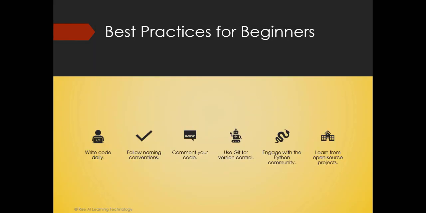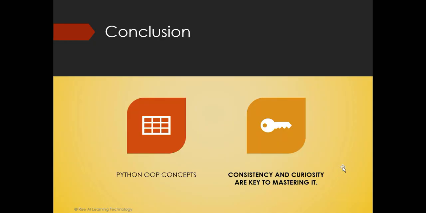Again I'm repeating the same thing. Best practices for beginners: write code daily, follow naming conventions, write proper comments in your code, use Git for version control, engage with the Python community, and learn from open source. So today we learned the basic OOPS concepts.